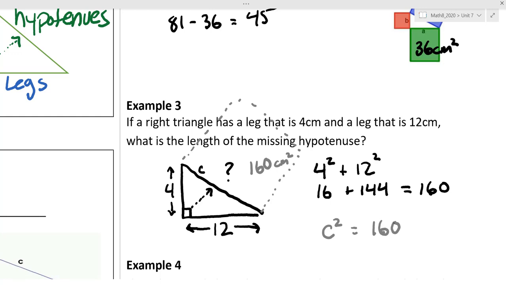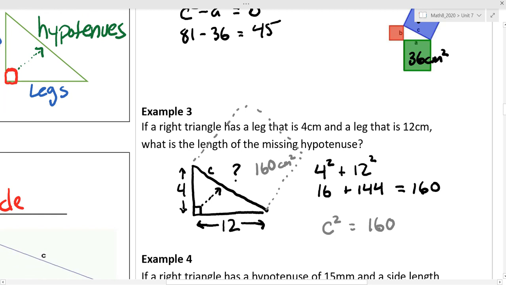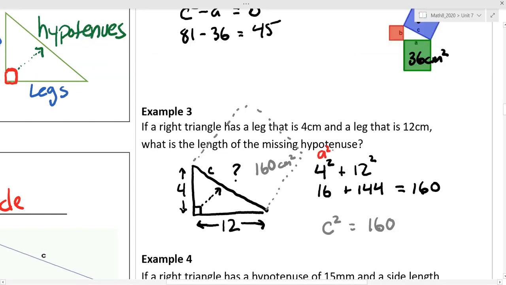We know the hypotenuse is c. How do we find out the value of c? This is c squared. We don't add A and B, do we? We added a squared plus b squared, and it equaled c squared, right? But the question is not how big is the area of the box, it's asking how long that is.